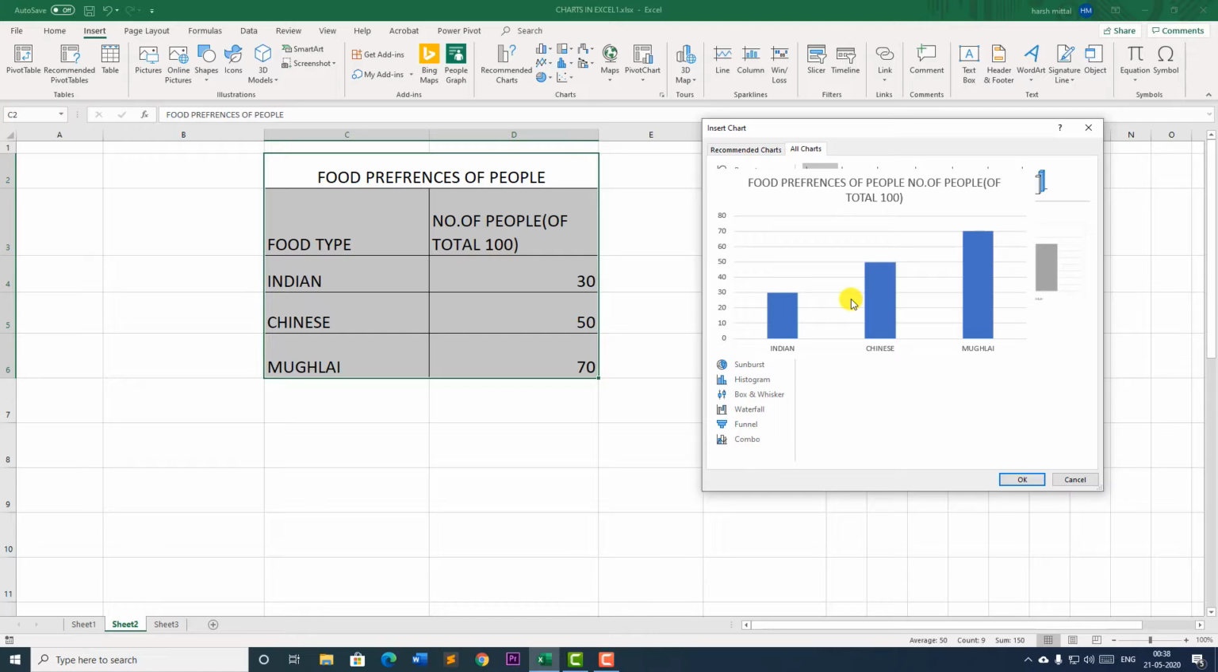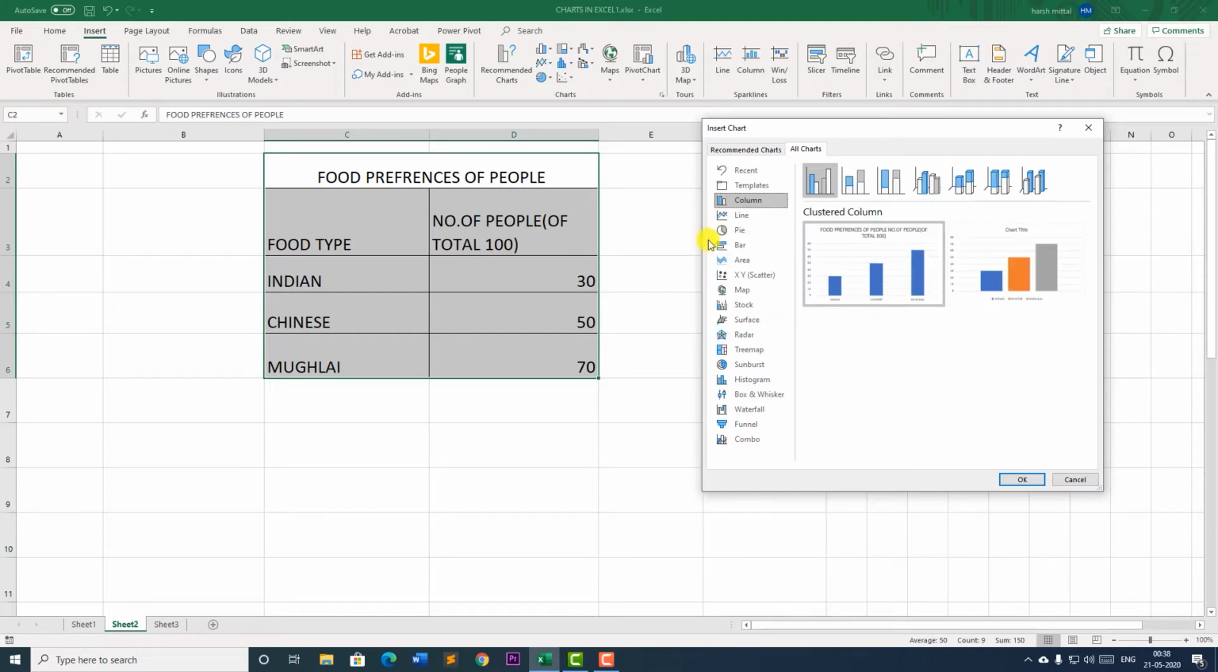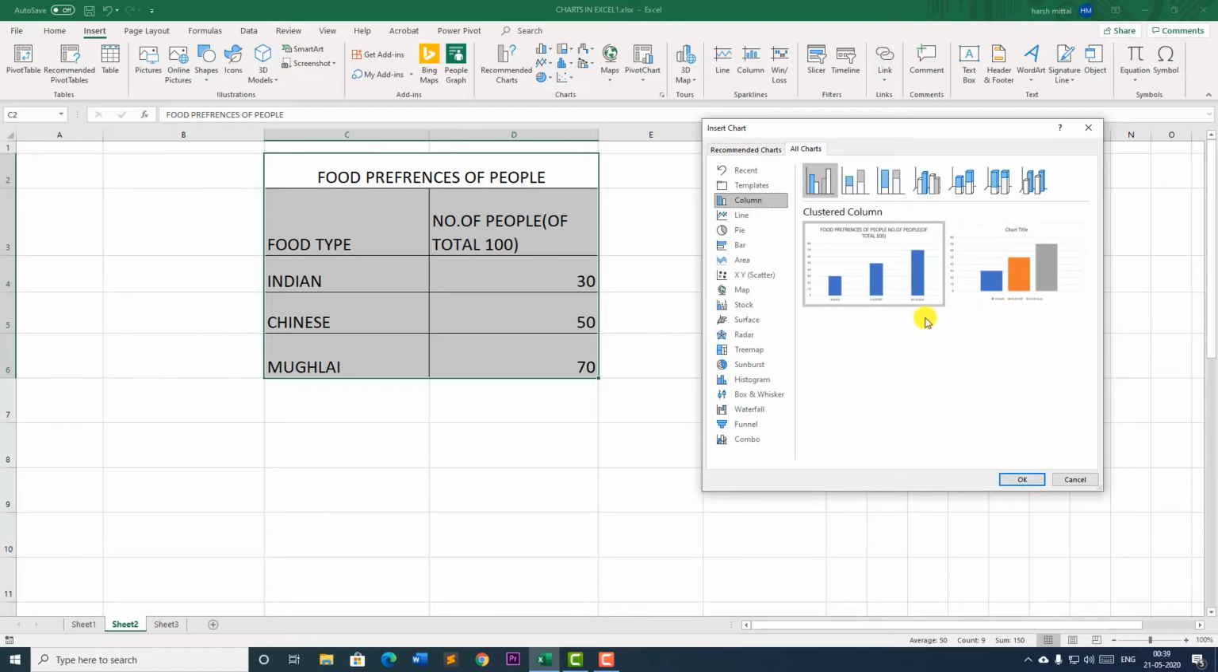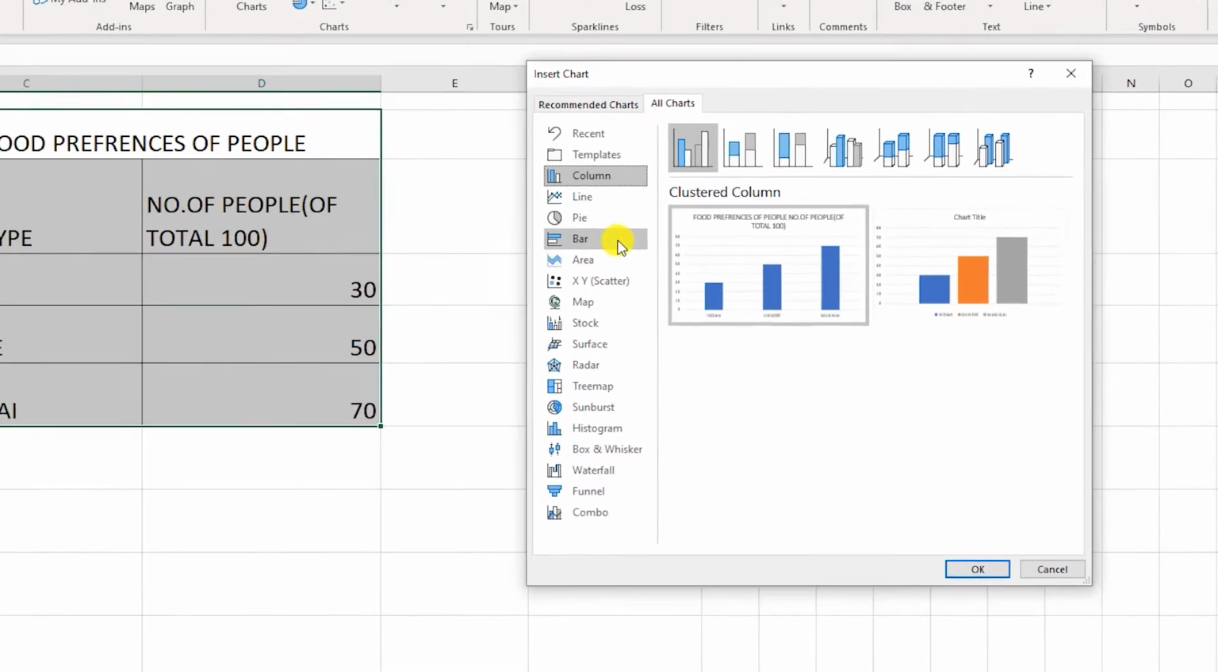Like Indian food is different from Chinese food is different from Mughlai food. It is not something like a person who eats Chinese cannot eat Mughlai, or a person who eats Mughlai cannot eat Chinese. They're totally independent things. So wherever we have a comparison and we have independent categories, we make use of a column chart, right? So in this case, the best possible thing would be to make use of a column chart. So let's make a column chart for this person. Now, apart from a column chart, we can also make a bar chart.